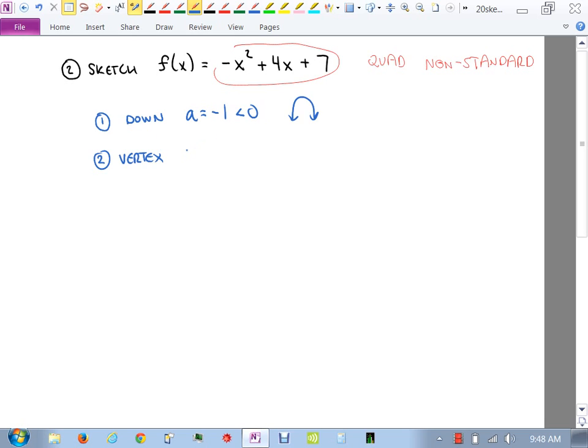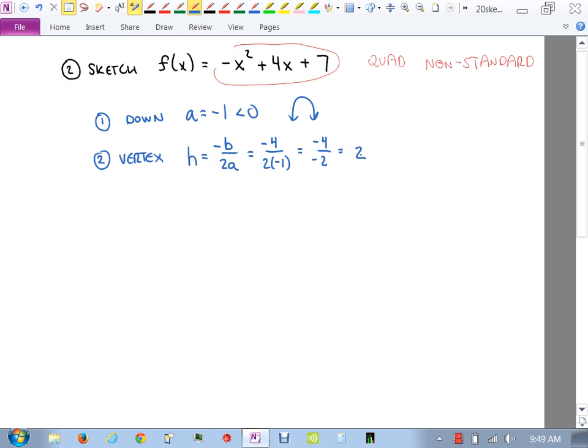Vertex, H, K. To get H, I will use the formula, which you should have on your cheat sheet. We talked about cheat sheets: one sheet of paper, front and back, anything written down except no worked out problems. So you could write H equals negative B over 2A. That's fine. For us in this problem, that would be negative 4 over 2 times, careful, 2 times negative 1. That means you have negative 4 over negative 2, which gives you 2.